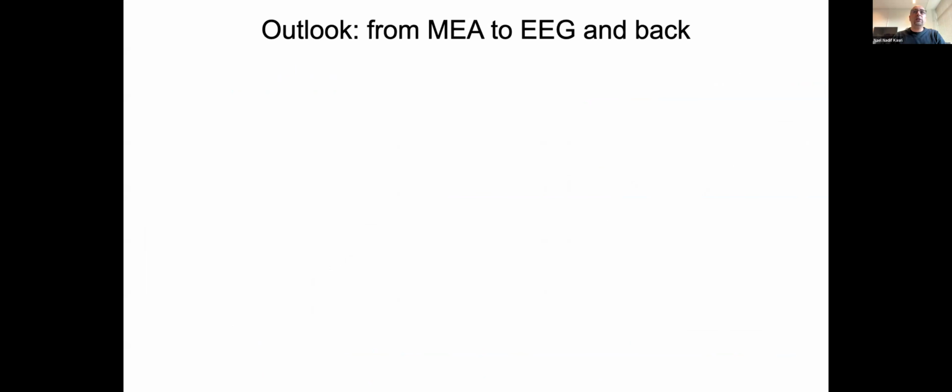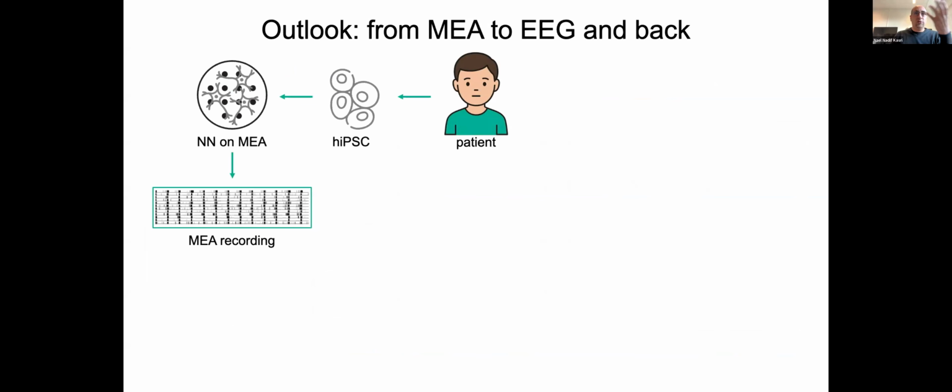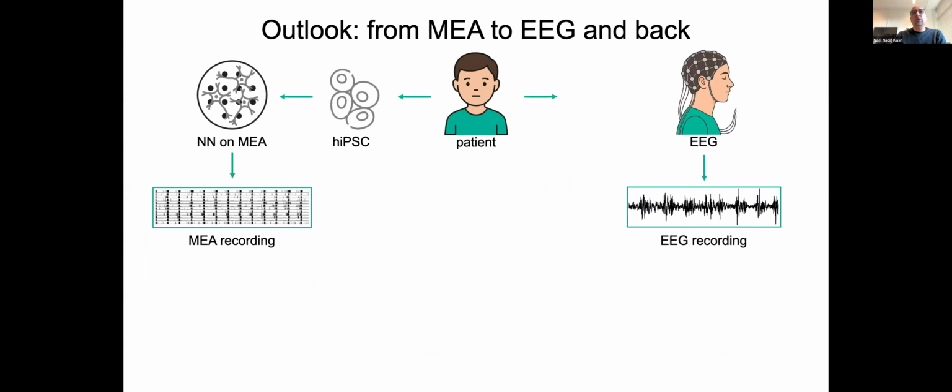So how do we now link this EEG data to what we find in the dish? That is also ongoing. We now have all the data. We just want to show you we have made progress in the in silico modeling of how we want to do this. As we start with patients, I've shown you we have MEA recordings. We also have EEG recordings, but those are two different worlds and two different types of recordings. So how do we bring this together?